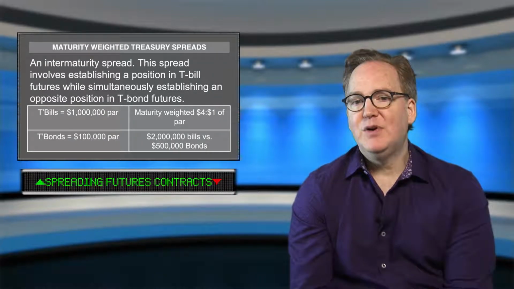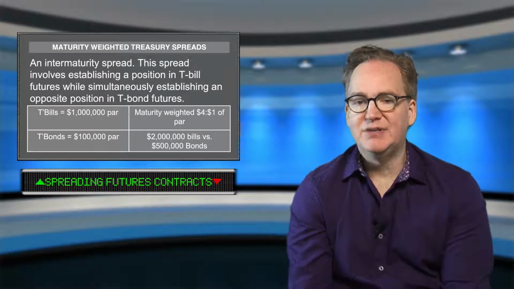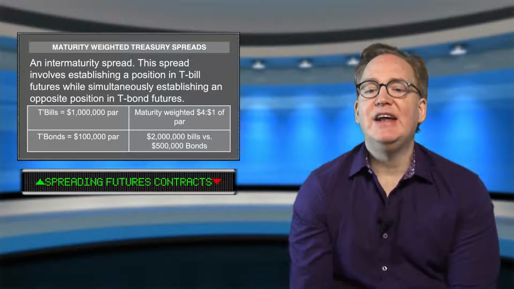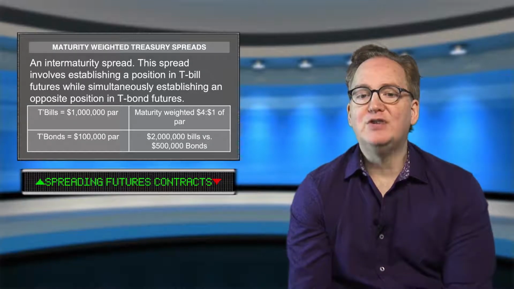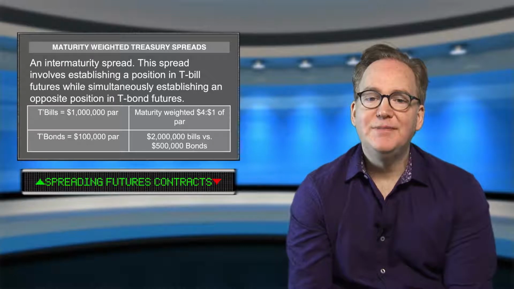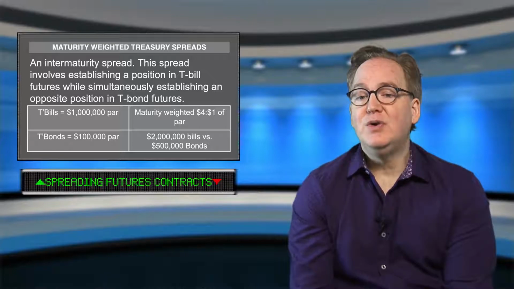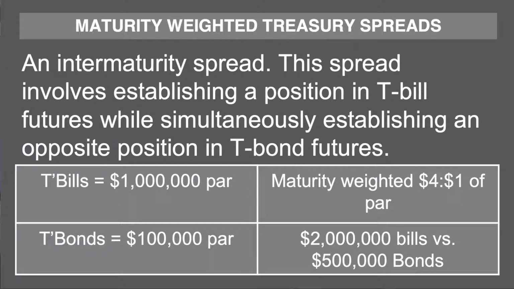Now, if we're going to do a maturity-weighted spread, our previous example was a dollar-weighted spread. Here's an intra-maturity spread that is going to be established once again using treasuries. T-bills are $1 million par value, and T-bonds are $100,000 bonds. So what we're going to want to do here is we're going to want to do this on a 4-to-1 basis. So for every 2 T-bill contracts you establish, you would want to establish an offsetting position in 500,000 par value of the Treasury bond contracts.